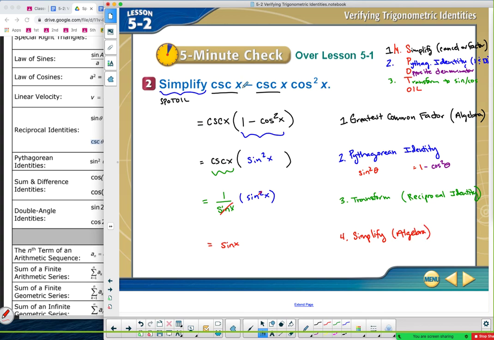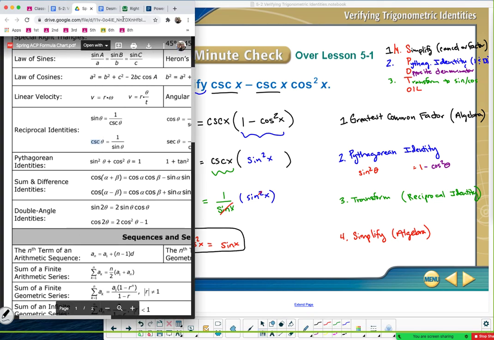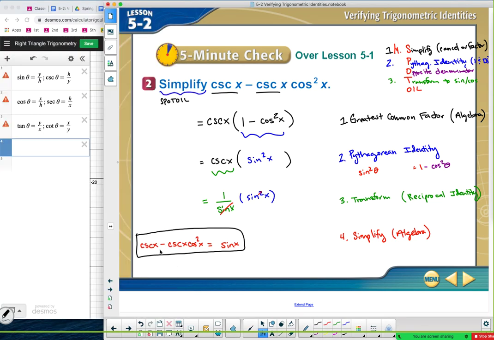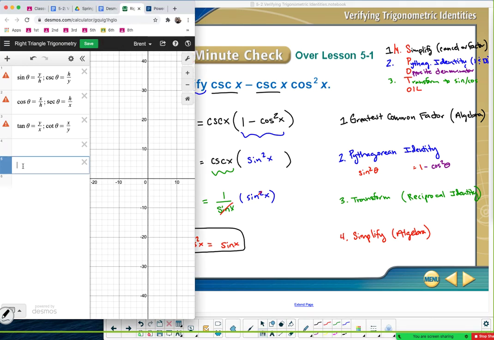And so all of this right here, that's CSC x minus CSC x cosine squared x is equal to sine x. That's our solution there. We have totally simplified it. So let's check it. I told you earlier, open up a Desmos so we could check our work. And so that's what I'm going to type in here. I'm going to see if these two are congruent when I graph them. So I'll type in CSC x minus CSC x.